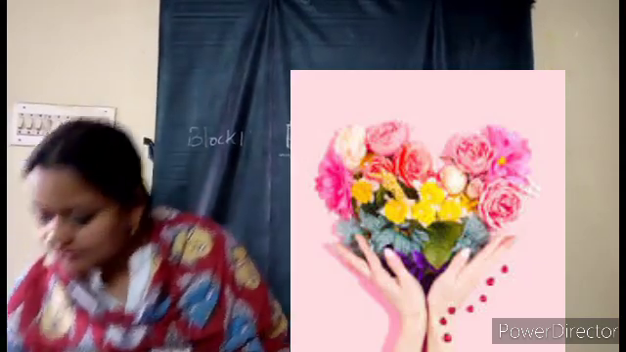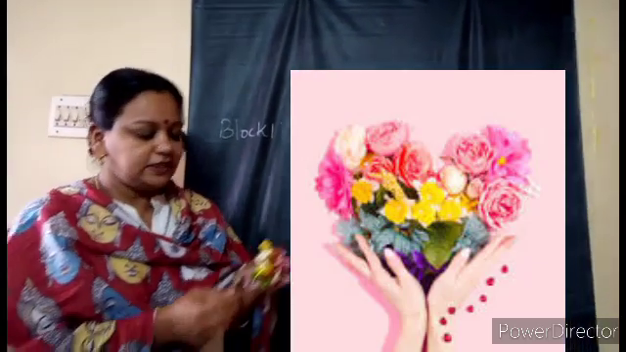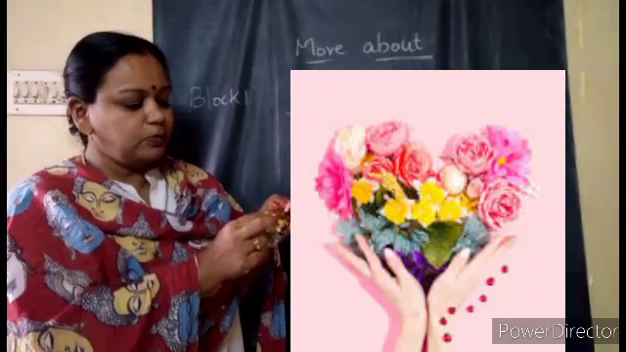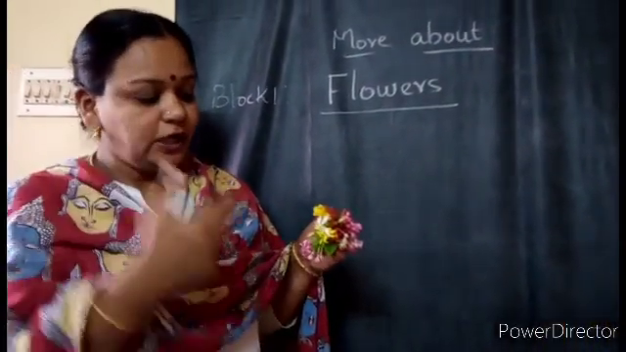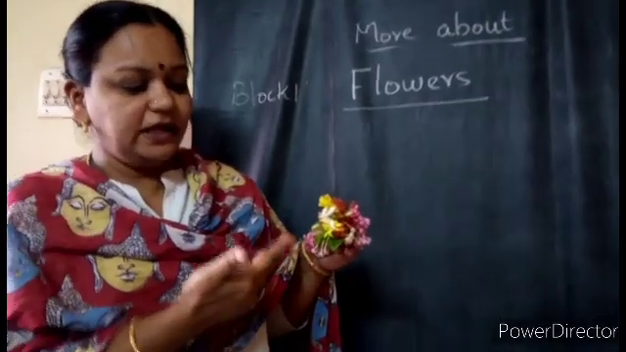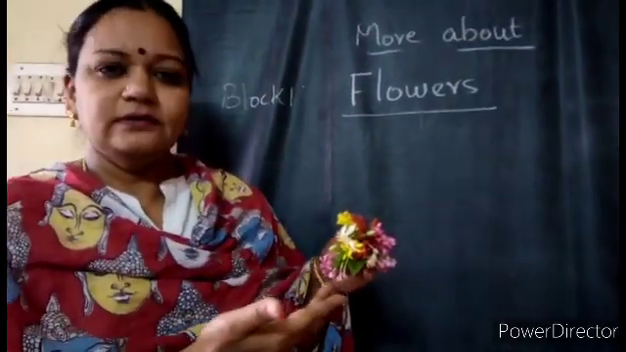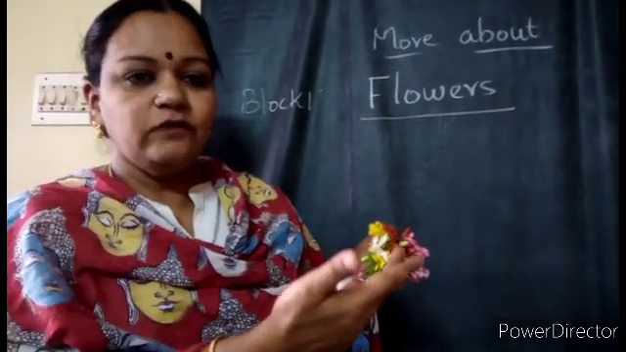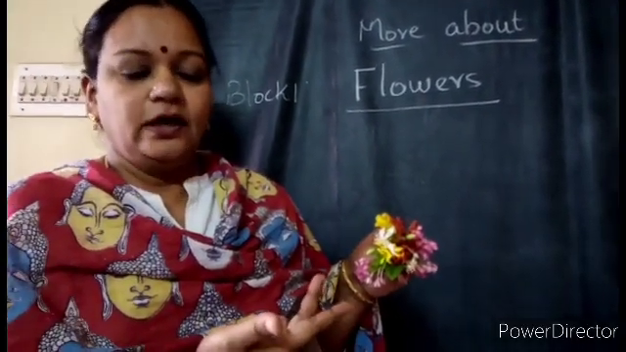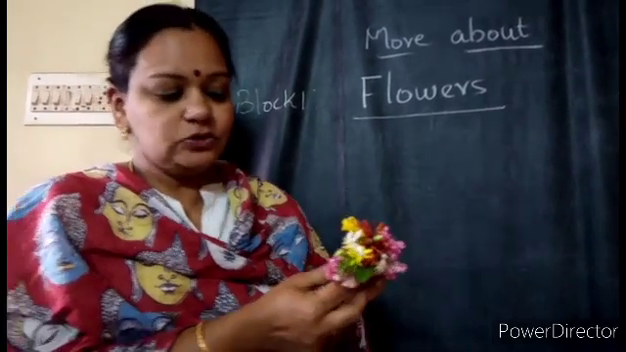And here is a small bouquet, children. You can see so many different flowers here. A bouquet is many flowers joined together. You can see many flowers are there, and all are not the same. They differ in some ways. That's what we are going to learn today. Flowers are our topic.